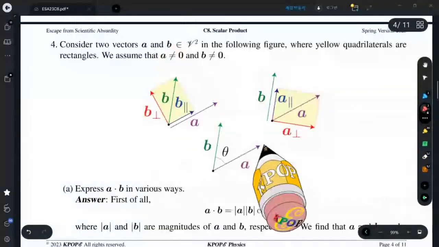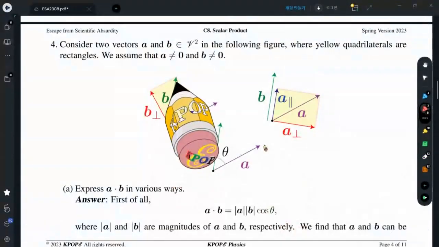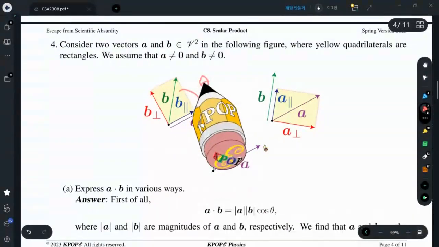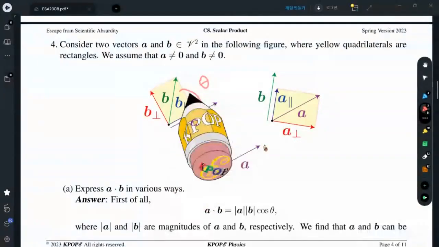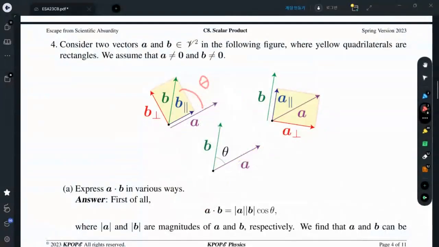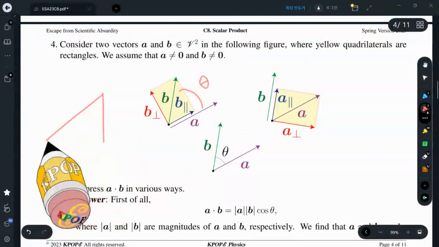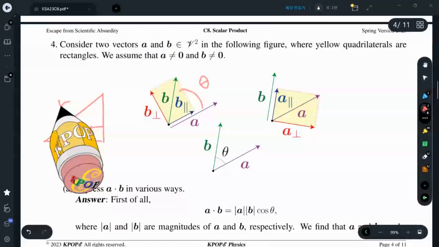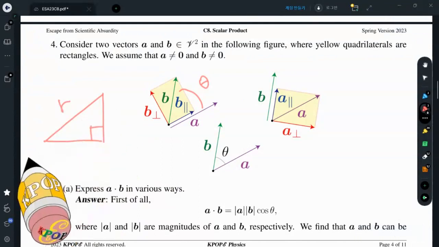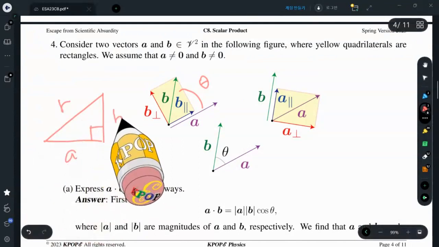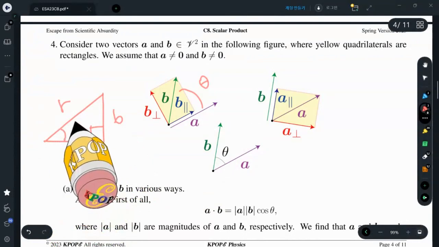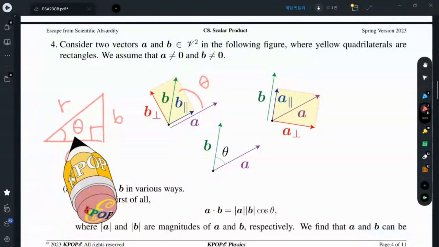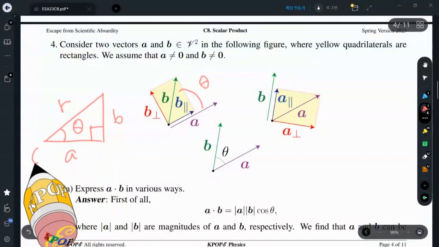Next, we consider two vectors. I told you the angle between them, the small angle between the two vectors, is called theta. From middle school, we learned we have a right triangle, with hypotenuse R and sides A and B. And we define this one to be the angle. Actually, this is the azimuthal angle.